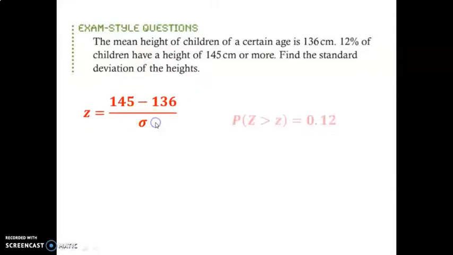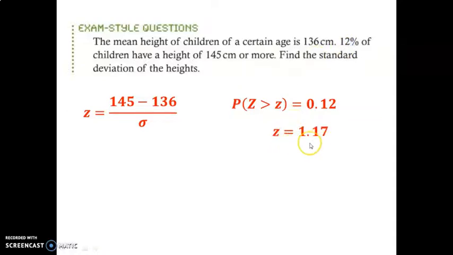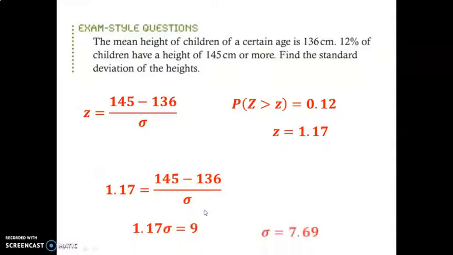We found the z-score first, or set up the z formula here with an unknown standard deviation. Then I'm going to set this up and find the z-score because we know 12% is the area. So using inverse normal, we get this z-score. That then goes in here. Solve for standard deviation, and it is 7.69. Hopefully you got there as well.